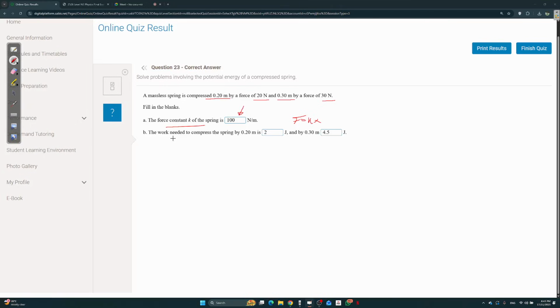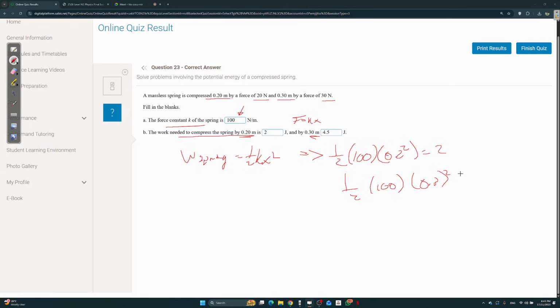The work needed to compress the spring by 0.2. The work for a spring is half kx squared. Since you know that k is 100, you do half times 100 times x squared, so 0.2 squared, and you should get 2. And for 0.3 meters you do the same thing, but instead of 0.2 you do 0.3 and you should get 4.5. So that's it, we're done. Very easy, 4.2.